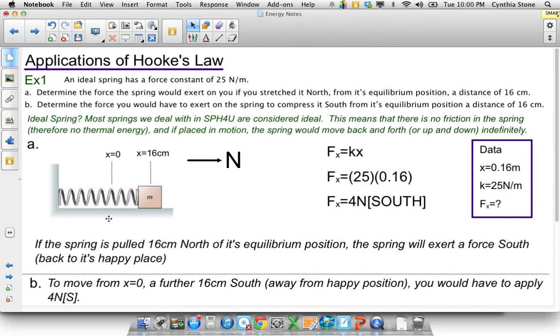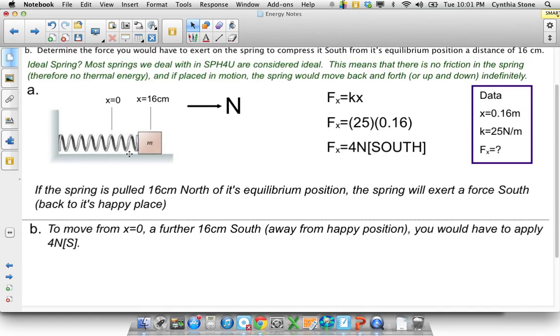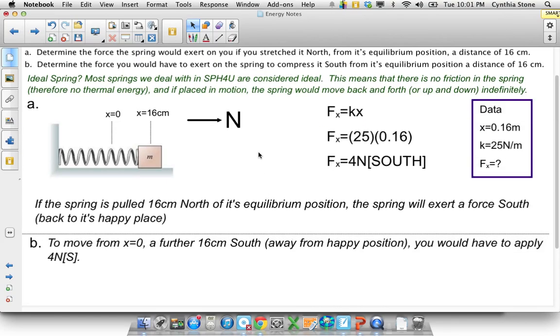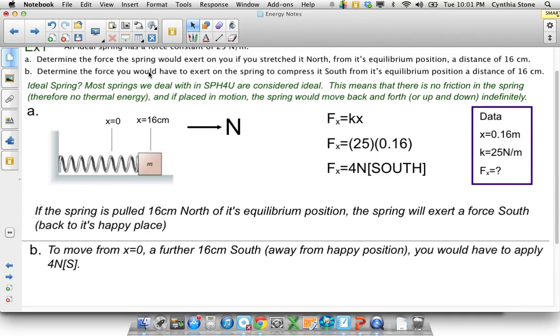So this means that I push it in 16 centimeters this way. Well, now it'd be the same magnitude because it's still 25 times 0.16, but what's it saying? I'm misreading the question. Oh, determine the force you would have to exert on the spring. So this isn't the spring force. This is what you would have to apply to compress it. So if I want to compress this spring over here, I've got to apply a south force as well. That's a tricky one, looking at the wording of the question.